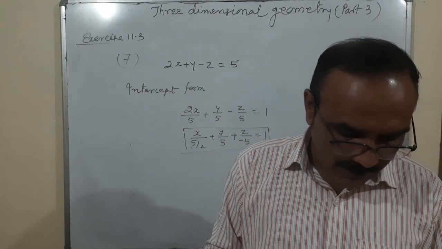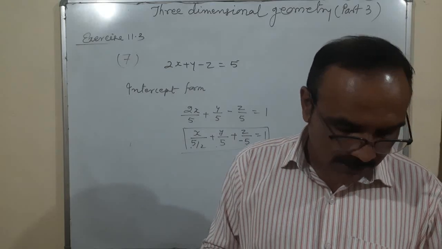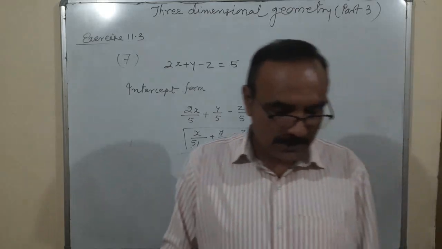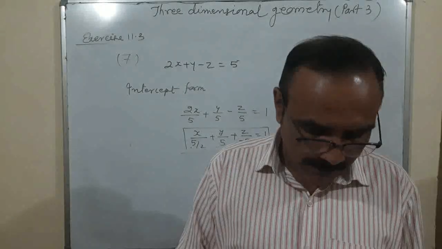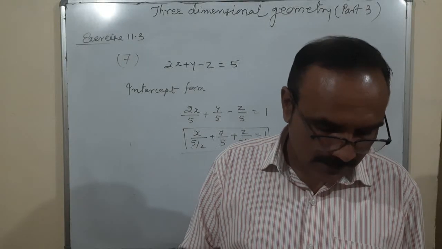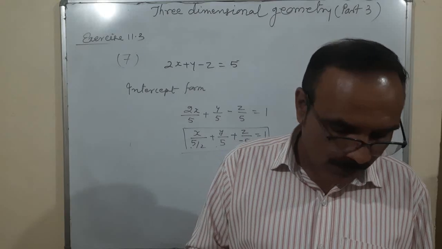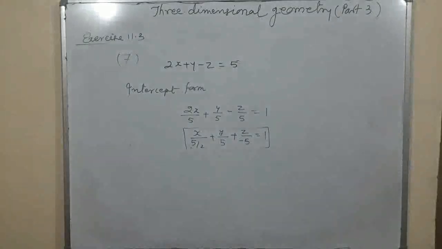Next, question number 10. I am taking the 10th and 11th questions, which are similar. I am taking the 11th question rather than the 10th. The 11th is more difficult than the 10th, but the pattern is the same. Find the equation of the plane through the line of intersection of the two planes, which is perpendicular to the plane x minus y plus z is equal to 0.